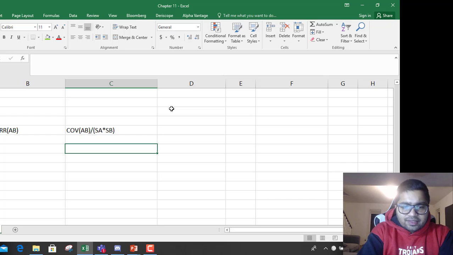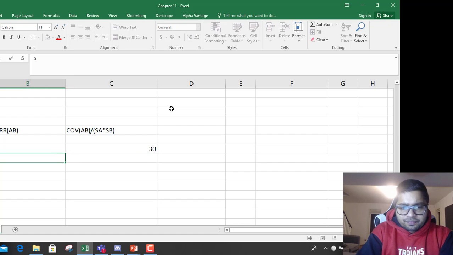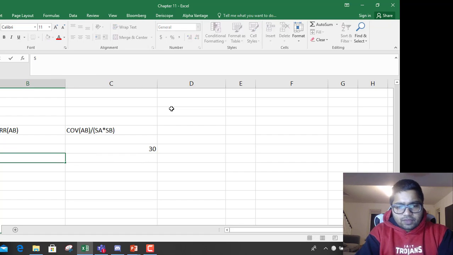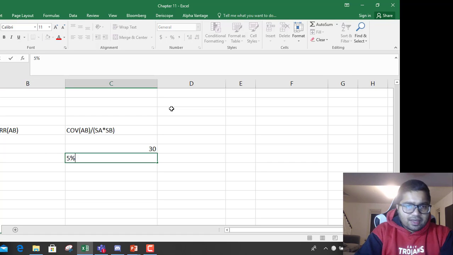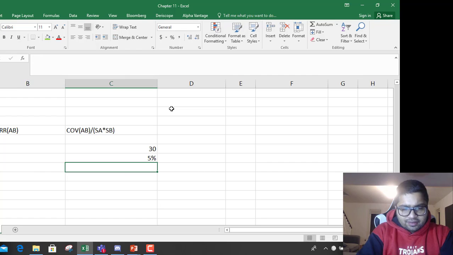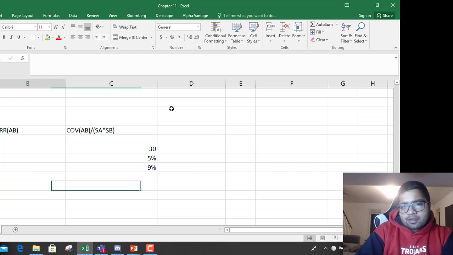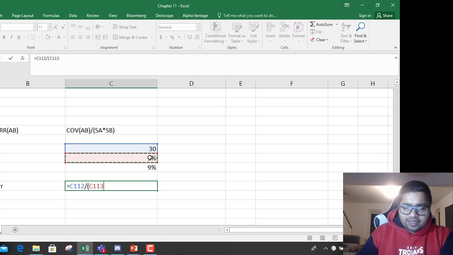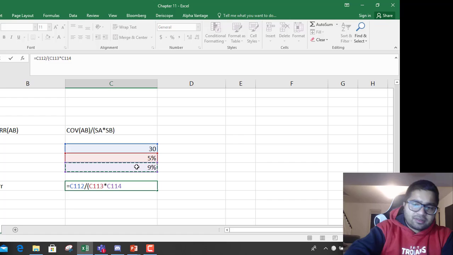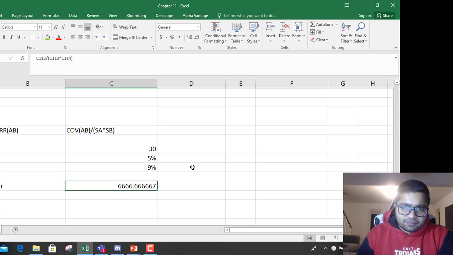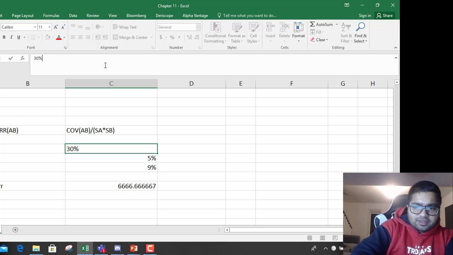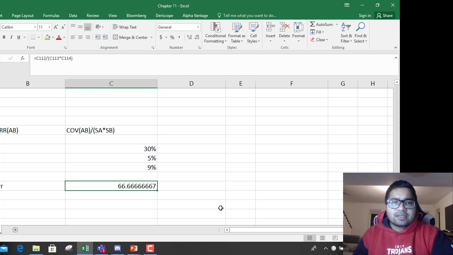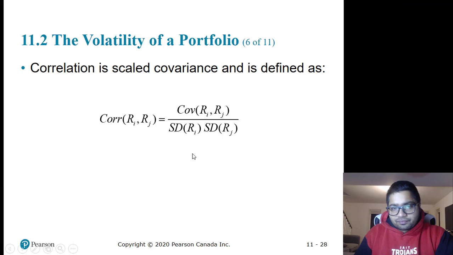So let's say covariance is given to be 30. Standard deviation A, SA, is 5% and SB is, let's say, 9%. So what is correlation? It is 30 covariance divided by standard deviation A times standard deviation B. Okay, so it should be a percentage. So correlation is 66%.